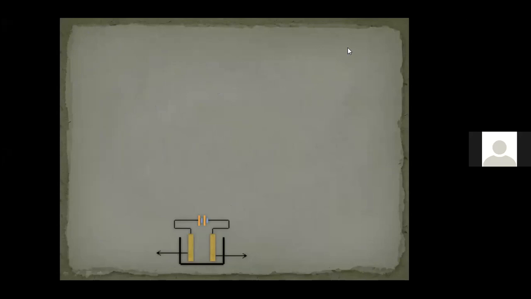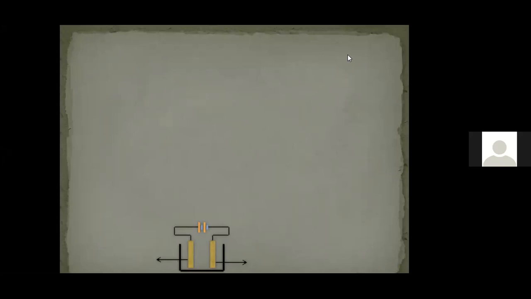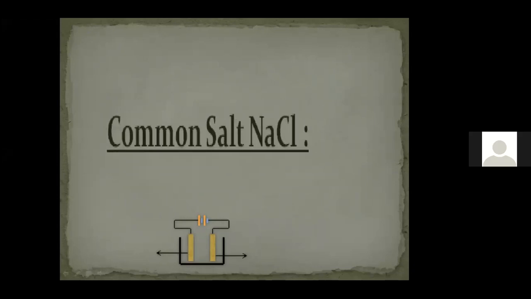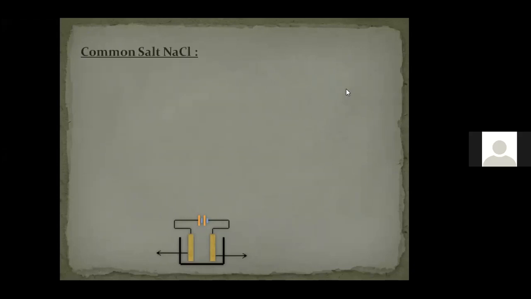Okay, so next under this chapter, we need to study some of the important compounds. Which are the important compounds? The first compound we are going to concentrate on is common salt. The common salt is the table salt, which is called sodium chloride.